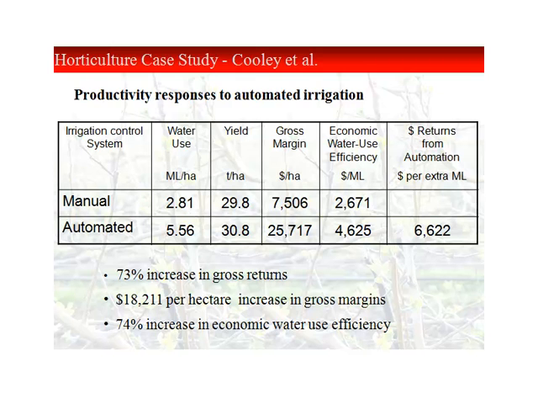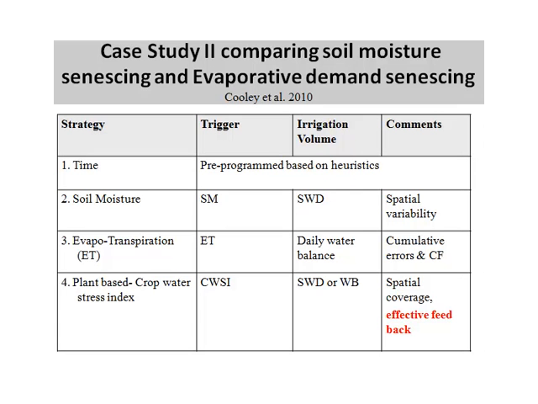These findings demonstrate the potential of automating irrigation systems based on collected data. The second case study I'm going to present today enables a comparison between soil moisture depletion and evaporative demand sensing. These experiments were conducted at the University of Melbourne by Cooley et al. during the 2010 season.